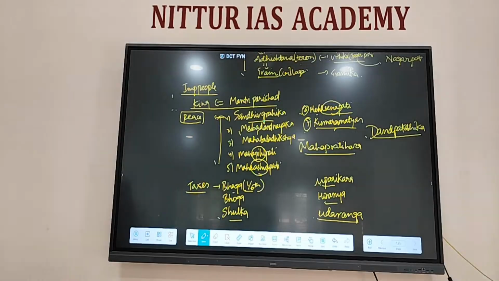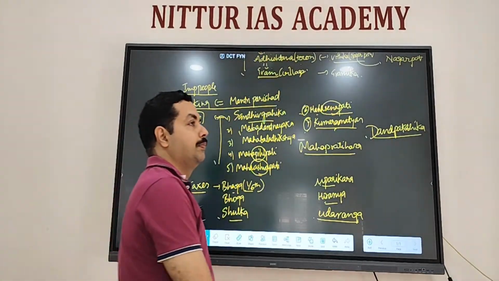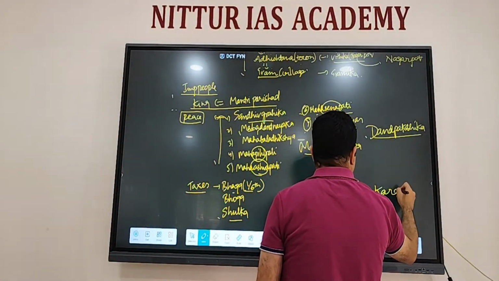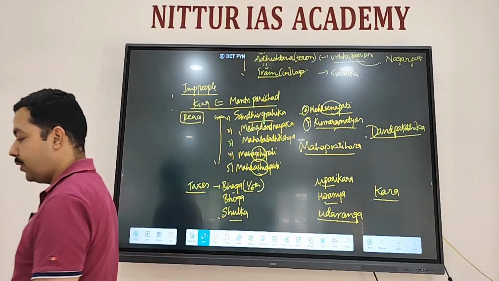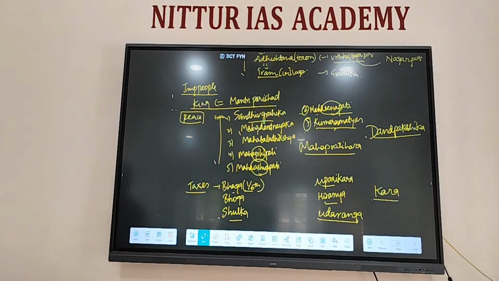Additional land tax that has to be paid. And last we read on Kara. It is a general tax or tribute, especially from a subordinate ruler.